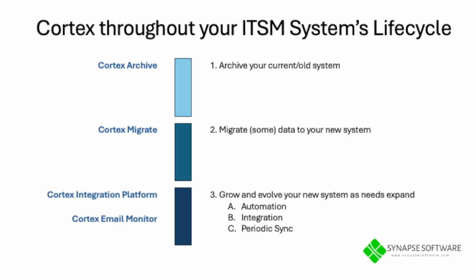When you're just moving from one system to another, you can archive your old system. That's way number one that you can use Cortex. You can also migrate some of that data into your new system. That's way number two, that you can leverage Cortex as part of your ITSM journey. And then once you're on that new system, you can enhance the existing automation capabilities of whatever that system is, and enhance the integration capabilities of that system and connect with everything else in your business.